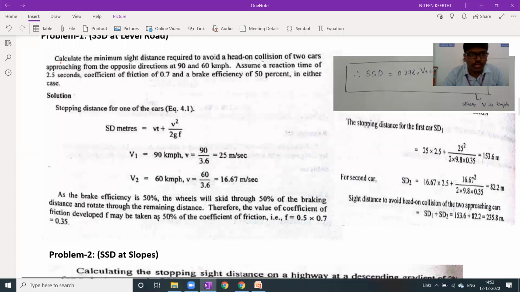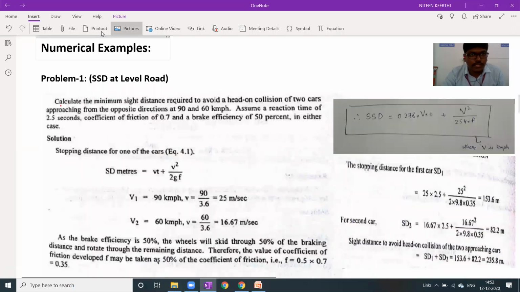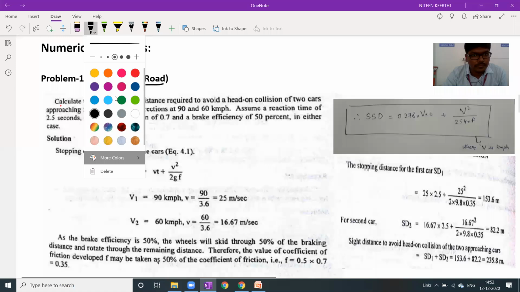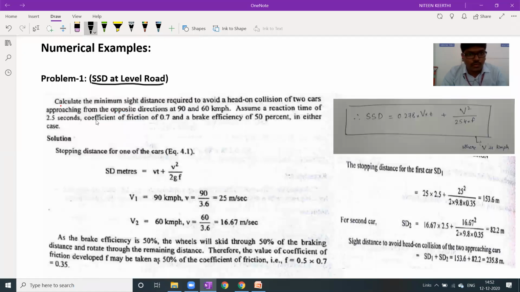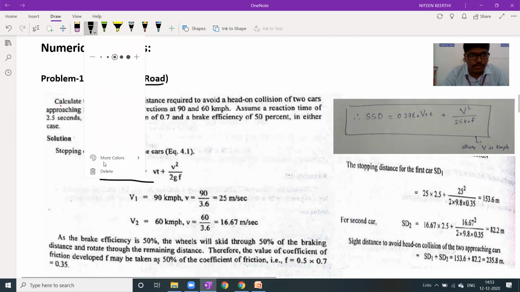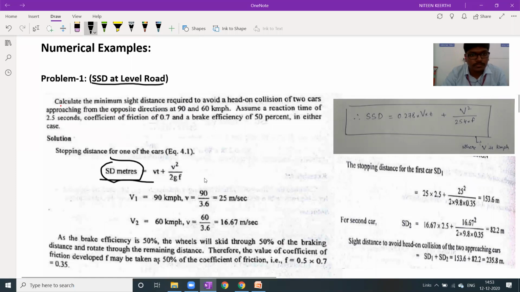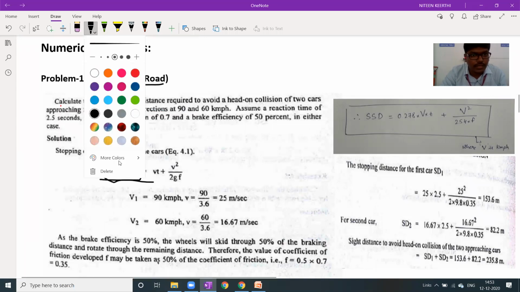So as I discussed in the morning regarding this numerical example, that is stopping sight distance at level road. So now moving back, this I've discussed. So stopping sight distance, this is the general formula you can come across. That is stopping sight distance equals Vt plus V squared by 2gf.